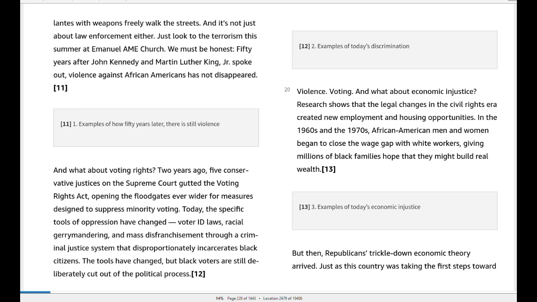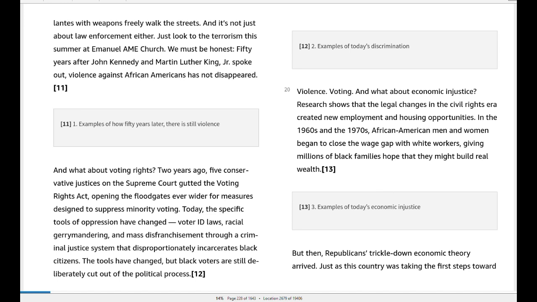And it's not just about law enforcement either. Just look at the terrorism this summer at Emmanuel AME Church. We must be honest, 50 years after John Kennedy and Martin Luther King Jr. spoke out, violence against African Americans has not disappeared.